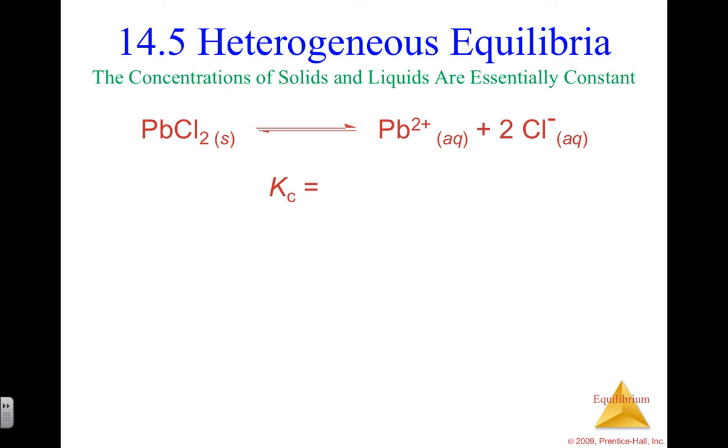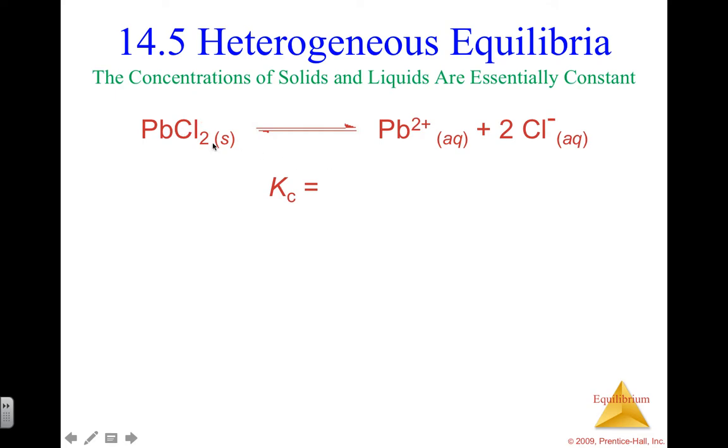Heterogeneous equilibria. So what does heterogeneous mean? Heterogeneous just means you've got a reaction with more than one phase in that beaker or reaction vessel. So maybe solid and aqueous, solid and liquid, liquid and gas, any combination is possible. How does that affect our K expression?